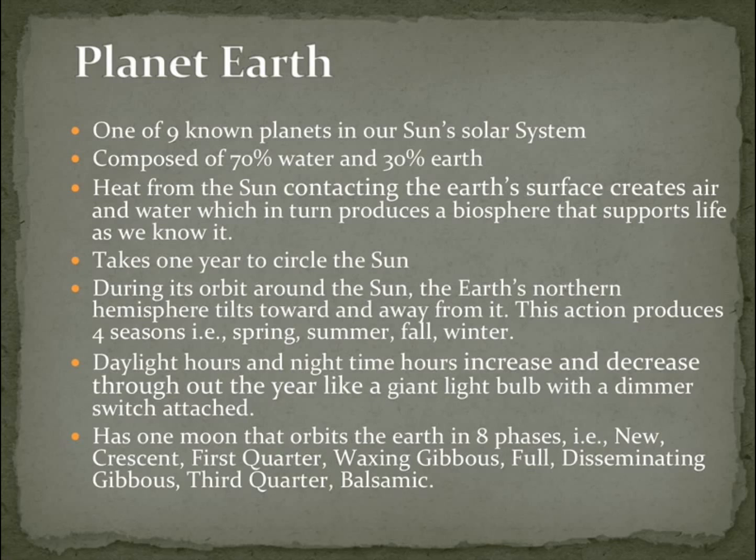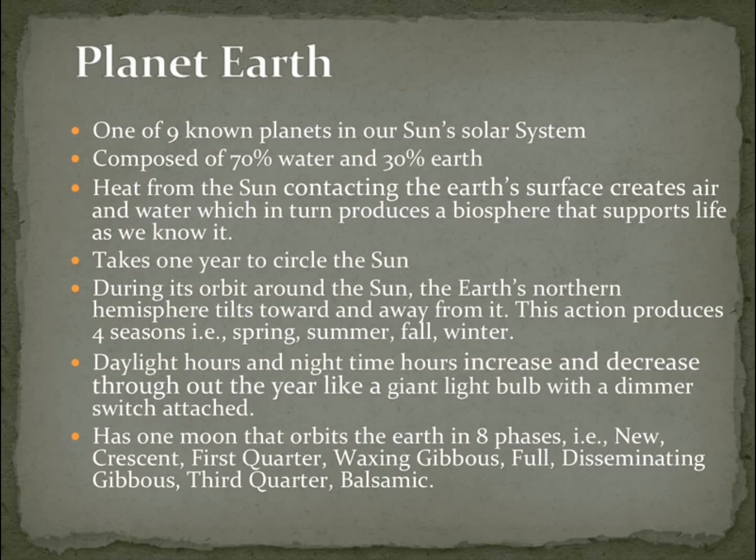When planet Earth makes its yearly orbit around the Sun, it goes through a tilting action that moves its northern hemisphere toward and away from the Sun. This tilting action, or another way to put it, wobble, creates 4 seasons, that is spring, summer, fall, and winter.